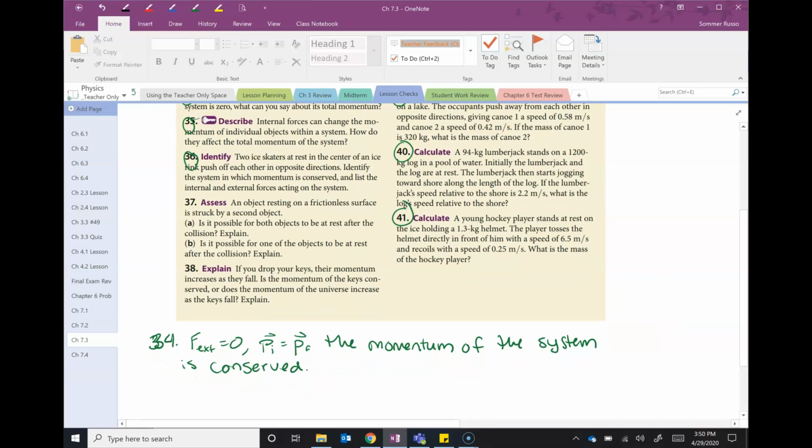Number 35 is looking at the same idea. We're looking at the difference between the internal and the external forces, which we went over at the very beginning of the lecture. Internal forces may change what an individual object is doing, but they do not change what the system is doing. Internal forces do not change the momentum of the system.